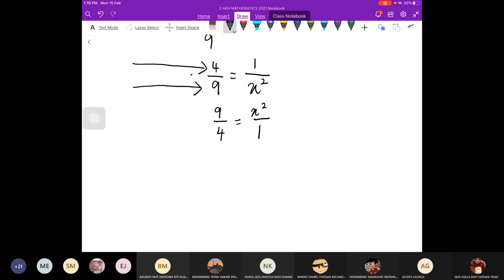Sip. So jadi X square adalah sama dengan 9/4. So X, you just have to square root. So square root dia akan jadi 3 over 2.